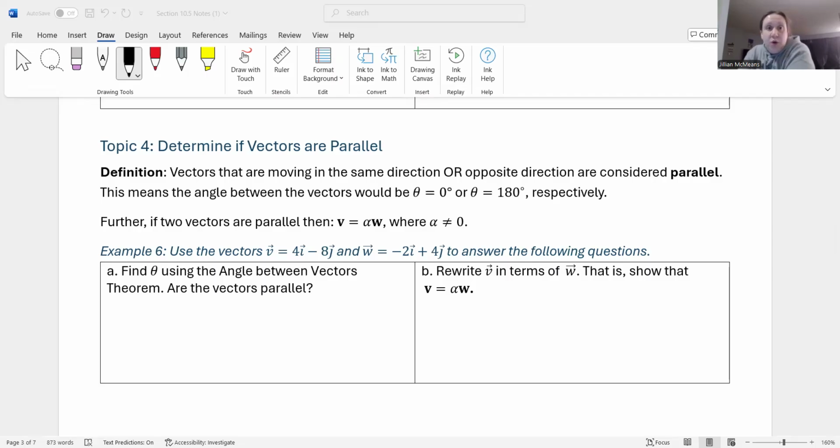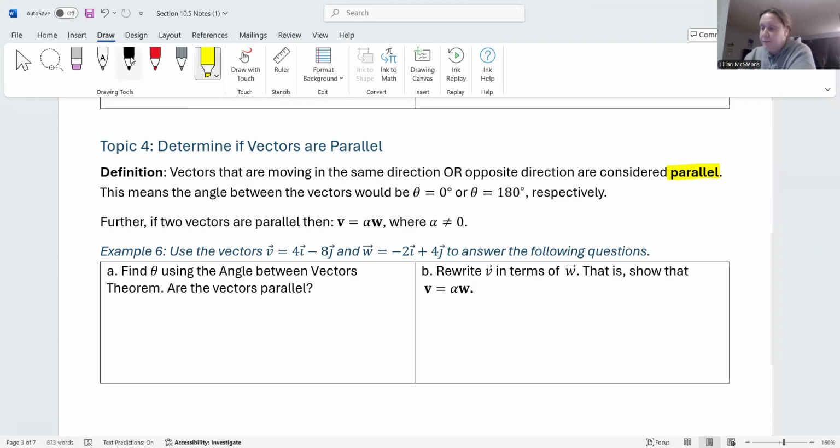For topic 4, we're going to determine if vectors are parallel. So we first have to talk about what that means, because it's a little bit different than just saying, hey, two lines are parallel means they never intersect. That's not exactly what it means with vectors. So for the definition, as I've said, I love a good definition at the start of a video. The definition here is vectors that are moving in the same direction or opposite directions are considered parallel. This means the angle between the vectors would be either 0 degrees or 180 degrees.